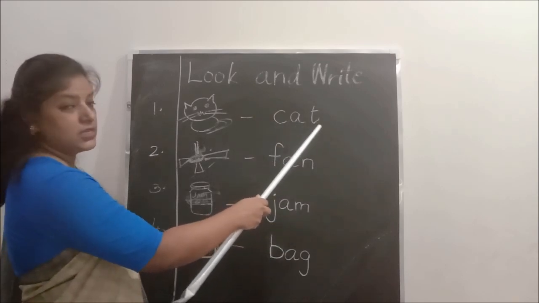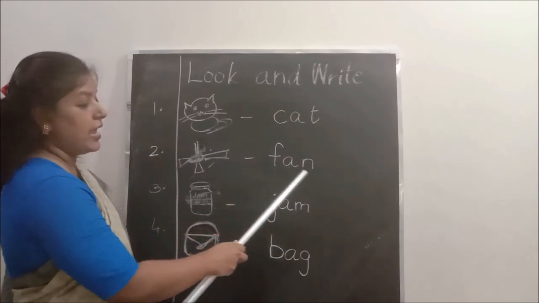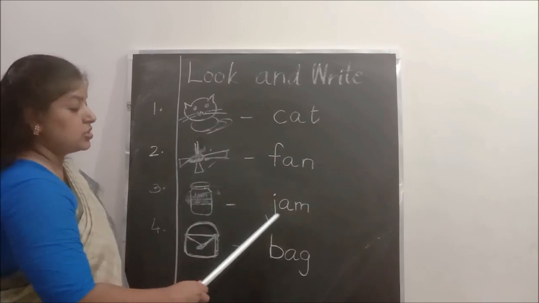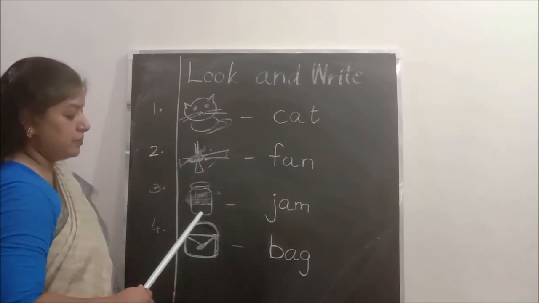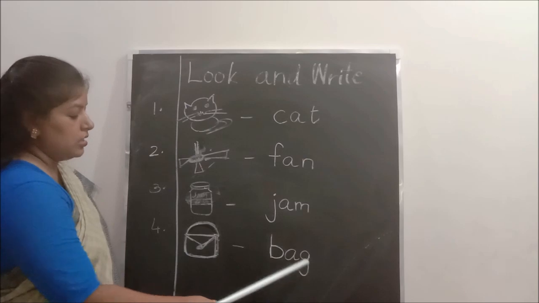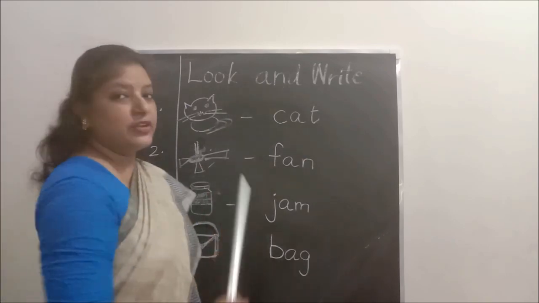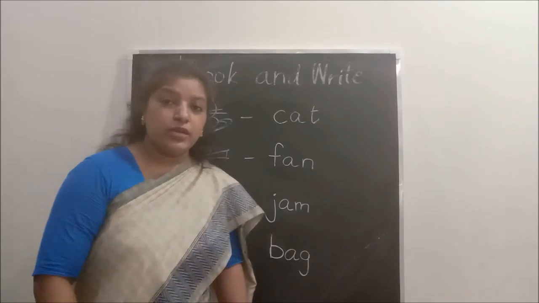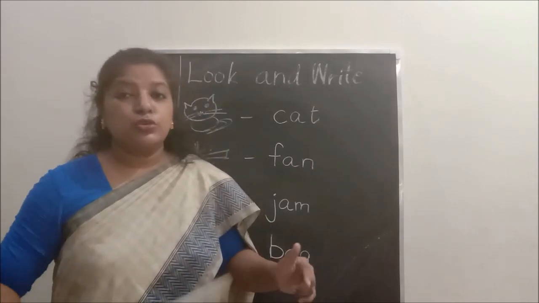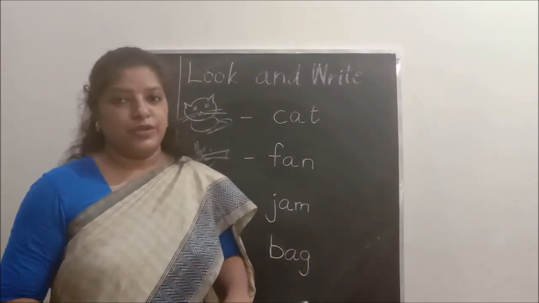K, at, cat. F, an, fan. J, am, jam. B, ag, bag. Clear? So this was your exercise, look and write. So let's move to our notebook. There we are going to do 2-3 more words.